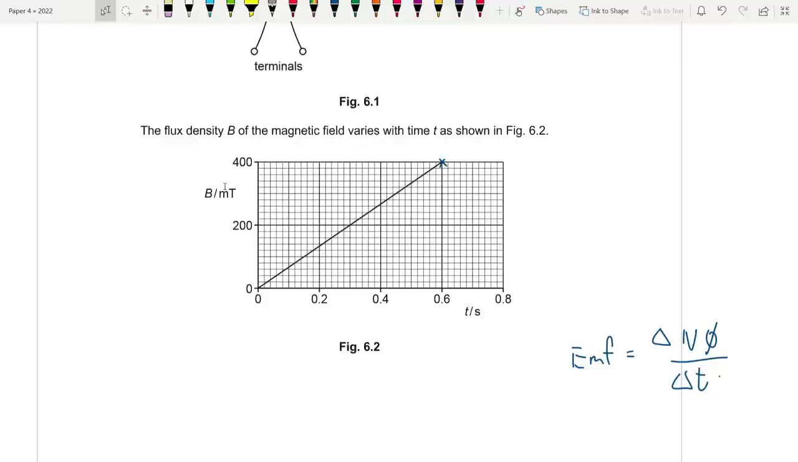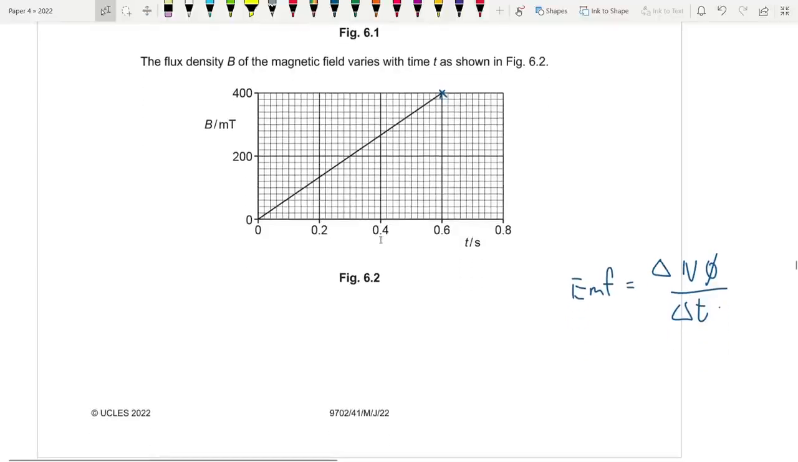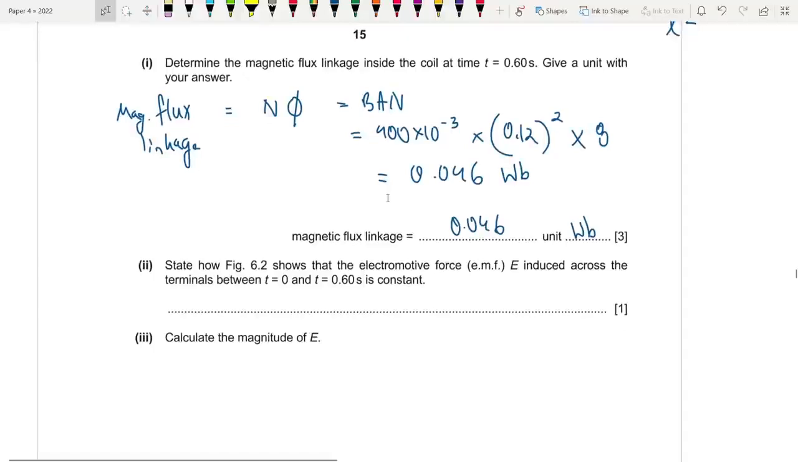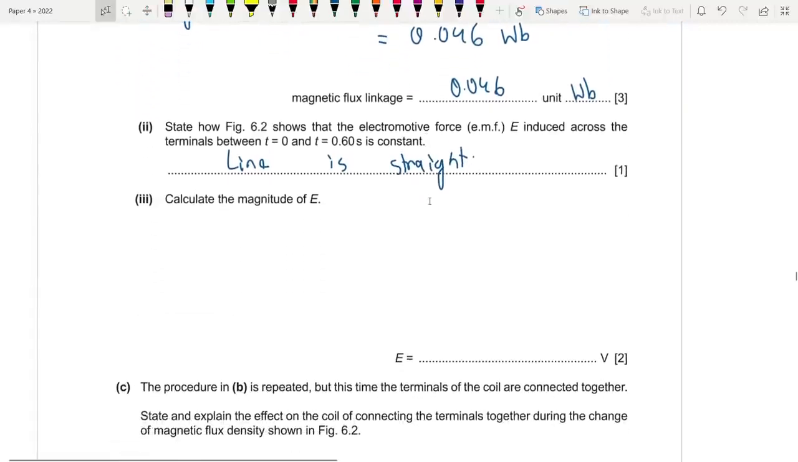Since the gradient of this graph is an indirect indication of the EMF induced, since the gradient is constant, this is why the EMF induced will also be constant. So mainly this is because the line is straight, or since the graph is a straight line. Okay, that's how. So calculate the magnitude of E.